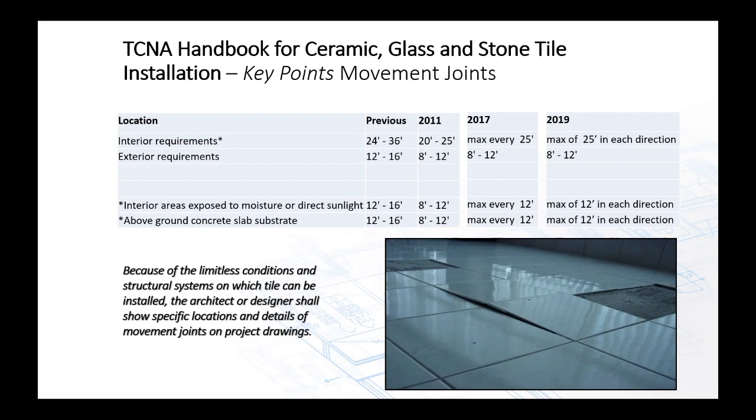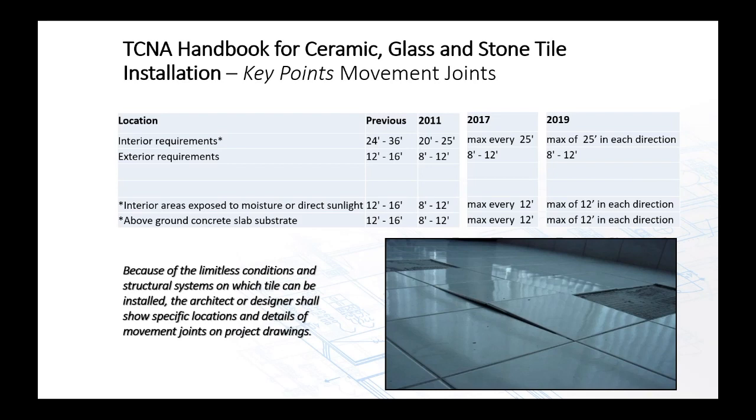Also, the exterior recommendations, you can see, made some changes in 2011, tightened it up a little bit. What also changed is areas that are indoor exposed to direct sunlight or moisture, because that causes a lot of thermal expansion contraction. It changed from 12 to 16 feet to 8 to 12 feet. The idea of being able to try to get it in alignment with the concrete industry and where they cut their control joints generally. And of course, then maximum 12 feet each direction, and above grade concrete slabs, a little bit tighter than typical interior recommendations.